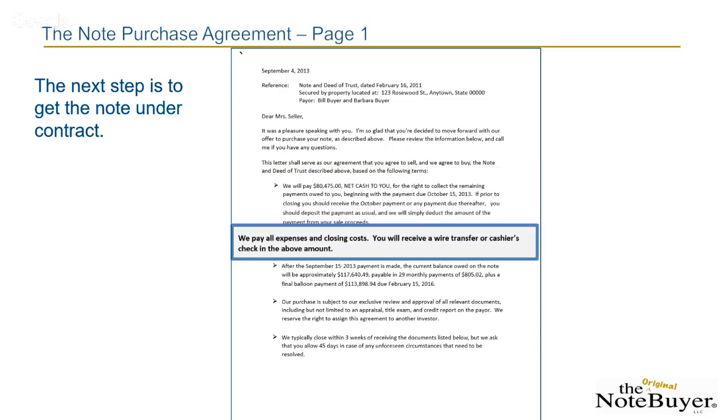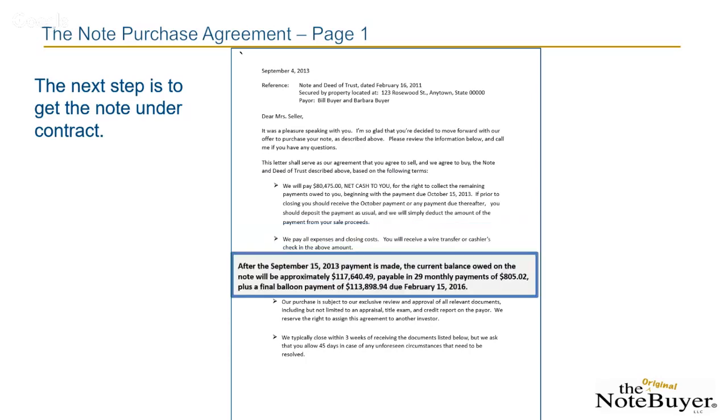Okay. Next, we pay all expenses. They're going to receive a wire transfer. And this is where I get very specific. After the September 15th payment is made, the current balance owed on the note will be approximately $117,640.